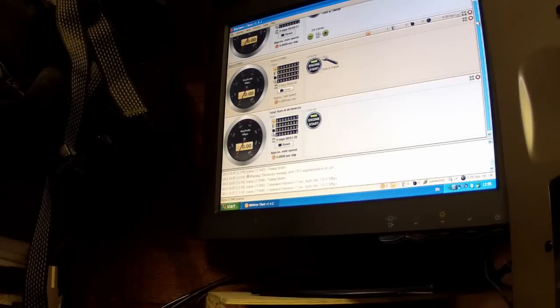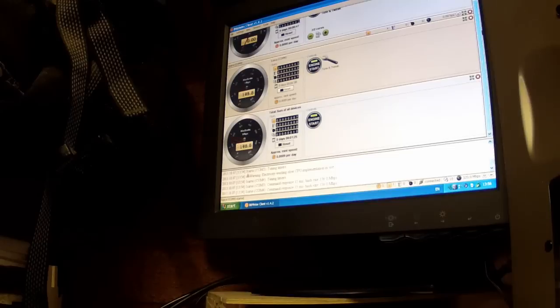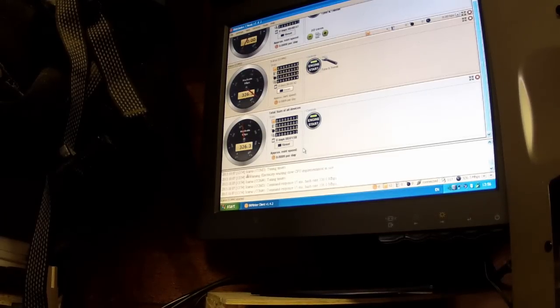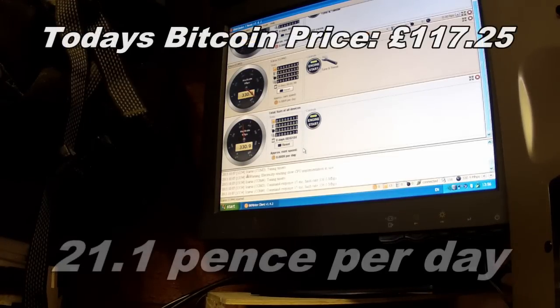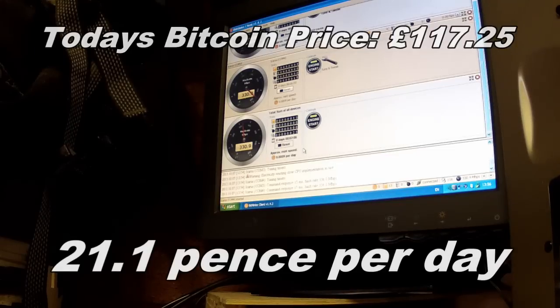So we're just going to be running the two. Let's see what this goes up to. Here we go. 320. Both of them are 320. For some reason, the top gauge has different increments. It's saying I will get 0.0009 Bitcoins per day. Right, okay, so that equates to 0.0018 for the two of them.